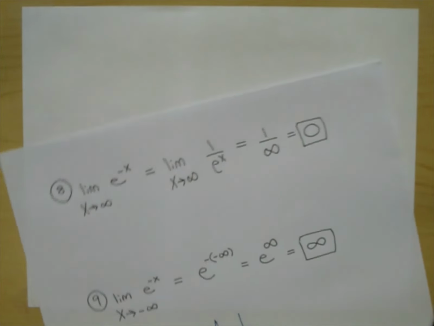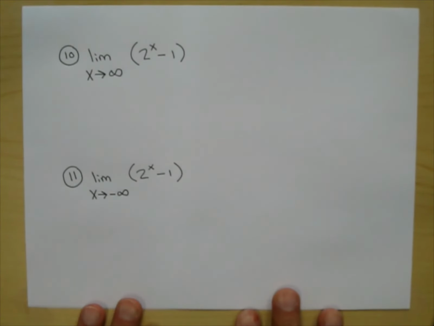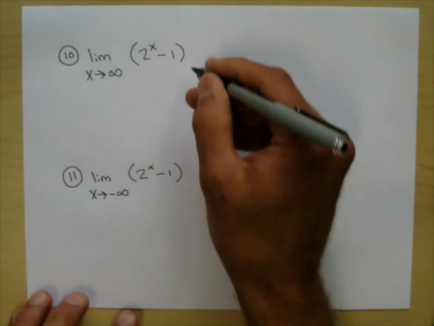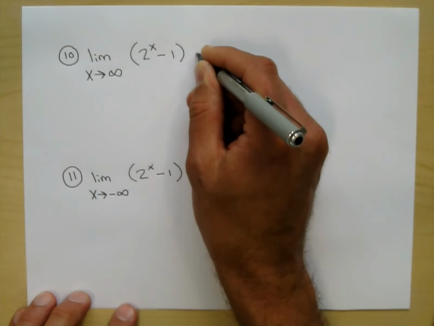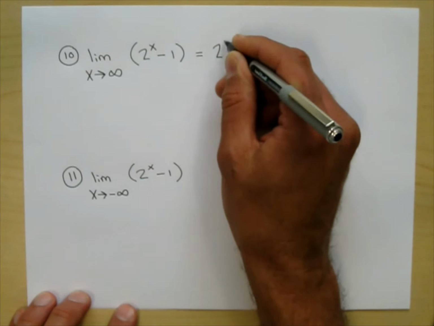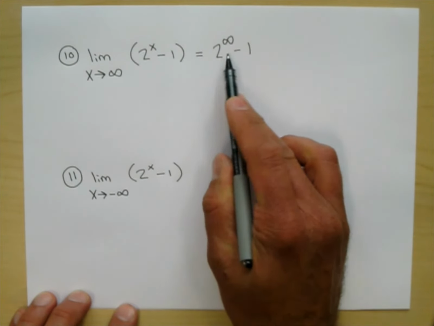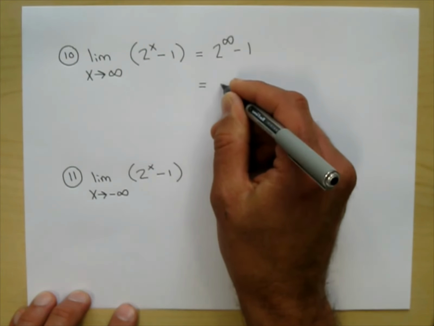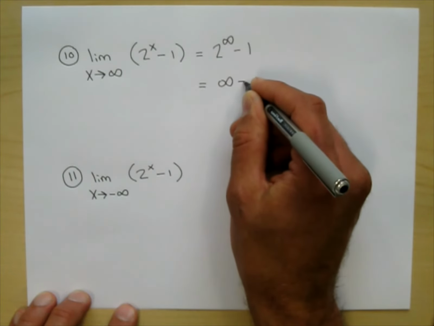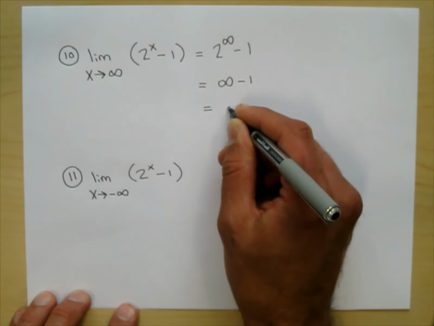Let's continue to do a few more of these. I bet you can do these ones on your own. Pause the video if you need. Here it goes. I'm going to go ahead and put infinity in there. 2 to the infinity minus 1. 2 to the infinity is what? Well, that's infinity minus 1, which is infinity.